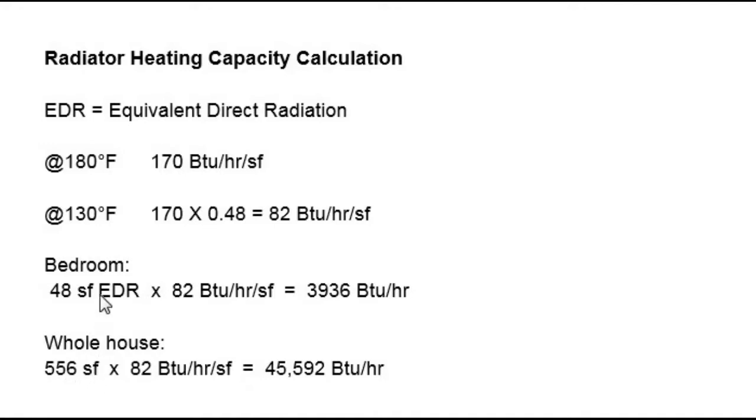At 180 degree water temperature, a radiator emits 170 BTUs per hour per square foot of EDR. So at 130 degrees, it will emit 48% as much, or 82 BTUs per hour. So for 130 degree water from a heat pump, my system would produce 556 times 82, or 45,592 BTUs per hour. That should be more than adequate to heat the house, and indeed it was.